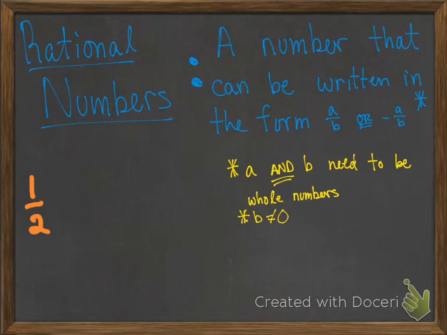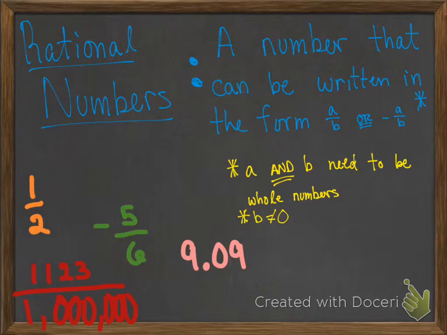All right, so 1/2 is an example. Negative 5/6, right? That's a over b. A and b are both whole numbers. B is not equal to 0. It's in the form negative a over b. So we can keep going a little bit faster. 1,123 over a million is a rational number.